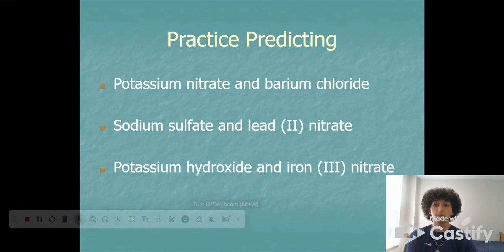For problem 3, potassium hydroxide plus iron(III) nitrate, KOH and Fe(NO3)3. You want to swap a K+ with NO3- to get KNO3, which is soluble. Fe3+ with OH- gives you Fe(OH)3. Rule 5 says hydroxides are insoluble unless an alkali metal is attached. So Fe3+ is not an alkali metal, and that means that Fe(OH)3 precipitates. This one is actually a rust brown color, so it's pretty recognizable.